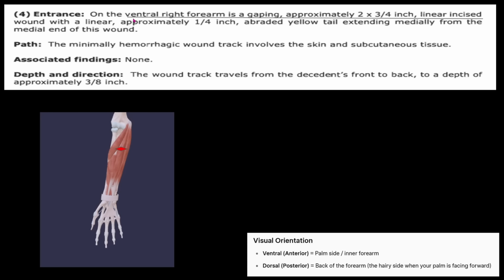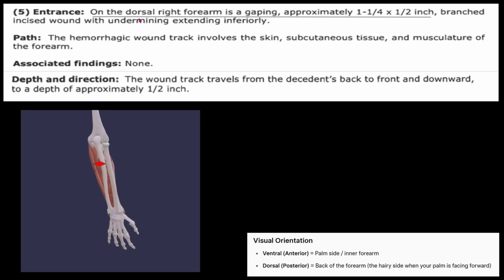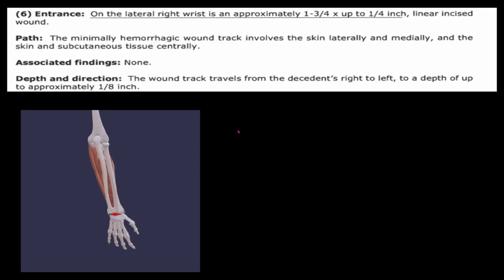And then on the ventral right forearm, on the outside of the arm, we've got an incised wound, 3/8 of an inch deep, 2 3/4 inches long, another defensive wound, I believe. And then on the dorsal right forearm is a 1 1/4 by 1/2 inch incised wound, 1/2 inch deep. So again, another indication of a defensive wound. Then on the lateral right wrist, 1 3/4 up to 1/4 inch. It's a slice on the wrist, 1/8 inch deep. Another defensive wound. You can see on her right arm, she's holding it up and she's blocking a lot of these strikes.